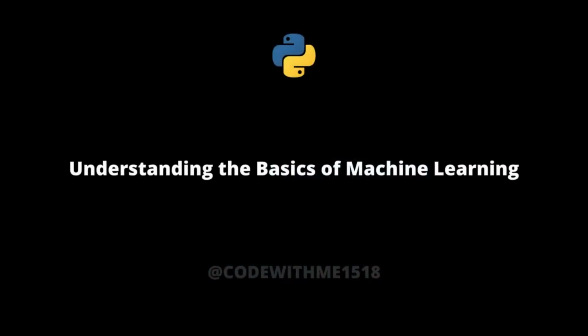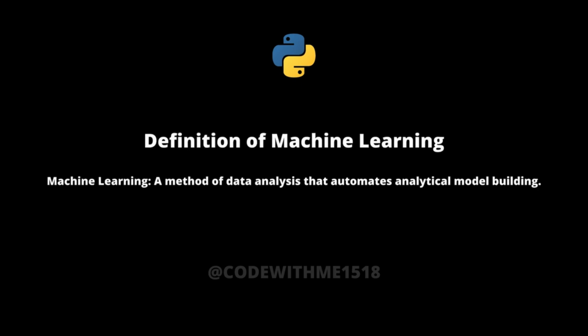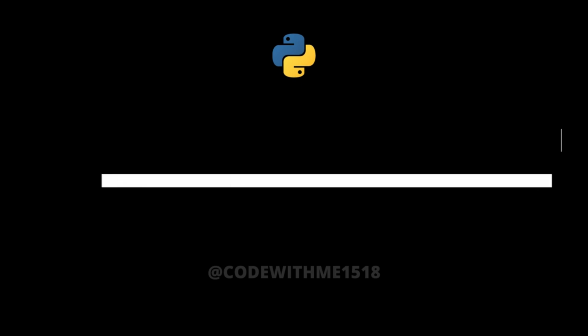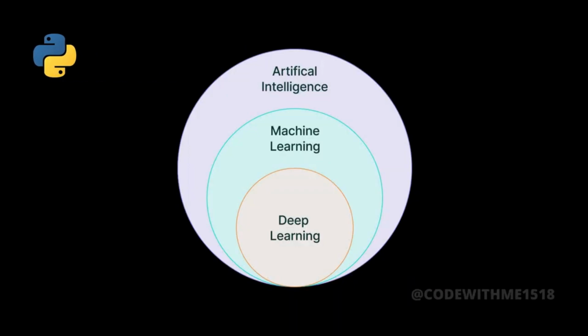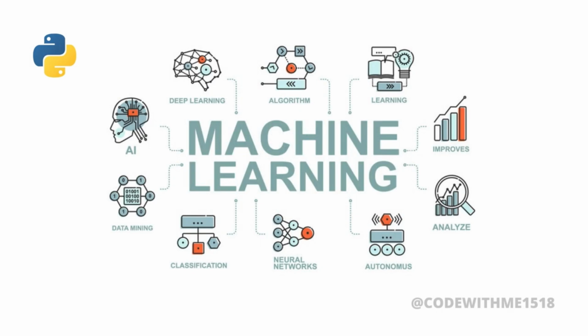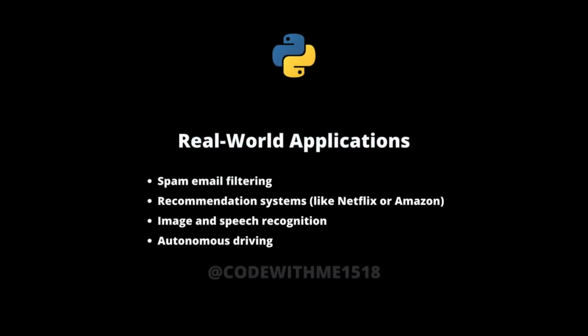So, what exactly is machine learning? Simply put, machine learning is a field of artificial intelligence that enables computers to learn from and make decisions based on data. Instead of being explicitly programmed to perform a task, a machine learning model is trained on data to recognize patterns and make predictions.